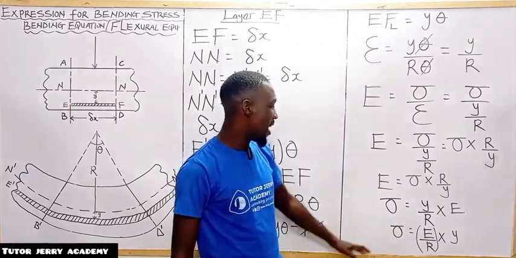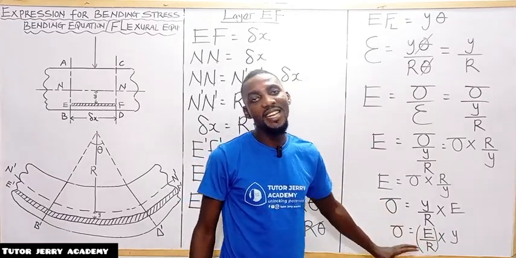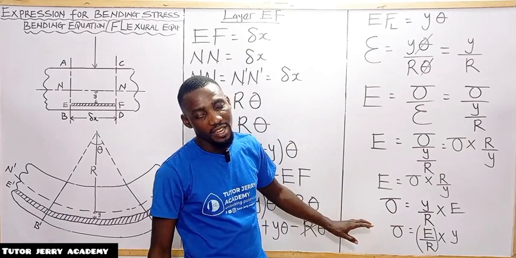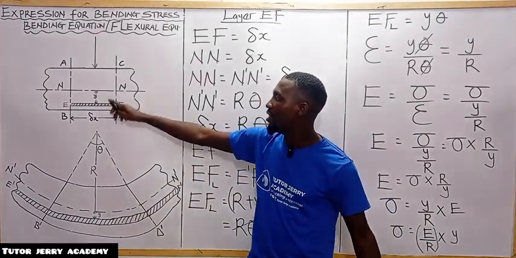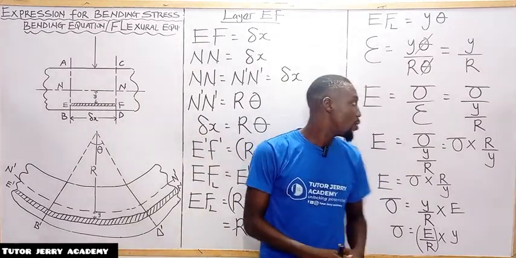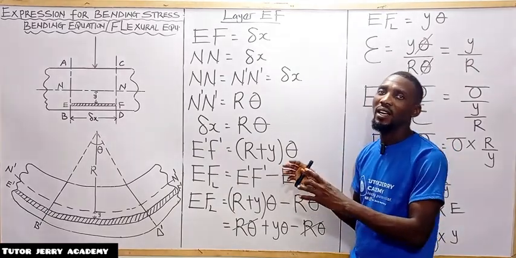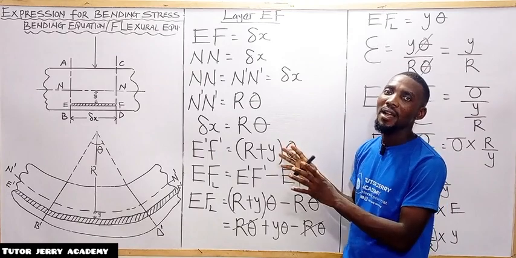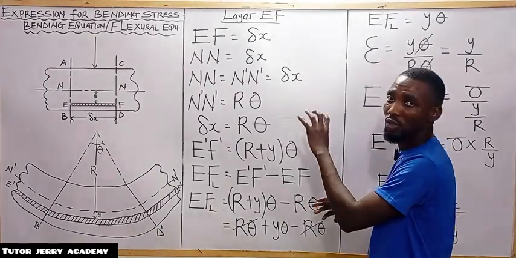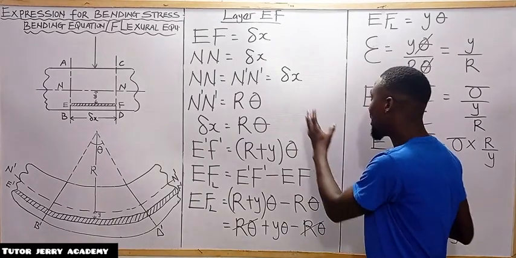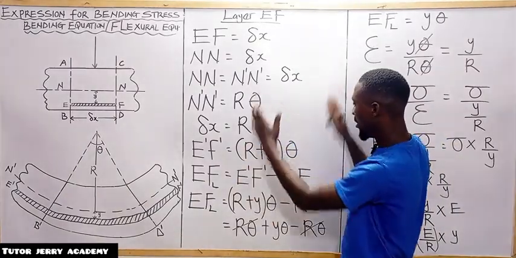You are going to note that this E over R is a constant number. So we can say that our stress here is directly proportional to Y. So our bending stress is directly proportional to the distance from the neutral axis. Alright, so the next thing we are going to consider is a rectangular member. We'll do some mathematics, and then compare the equation we get there with what we have here to derive what we have. So I'm going to clean this part.